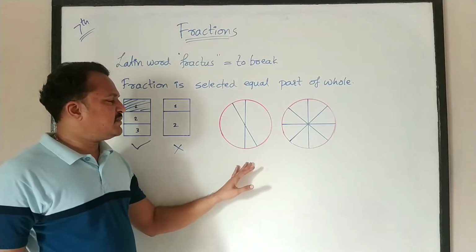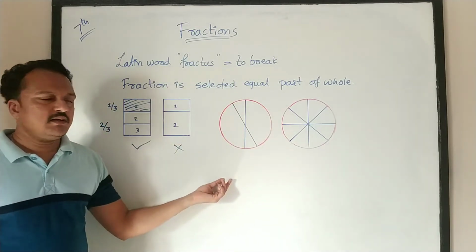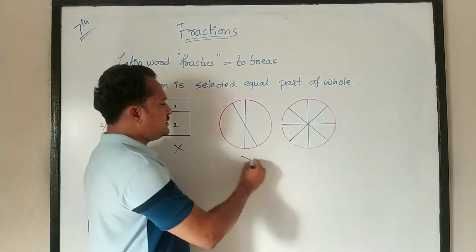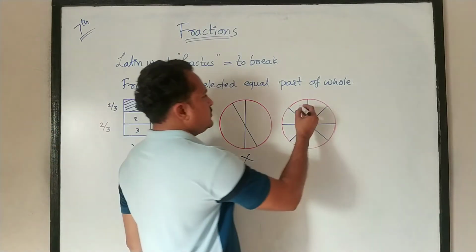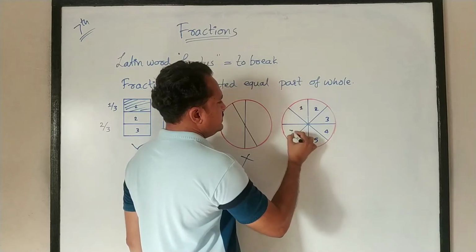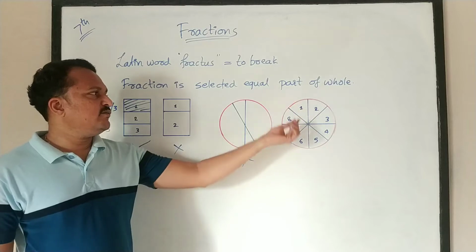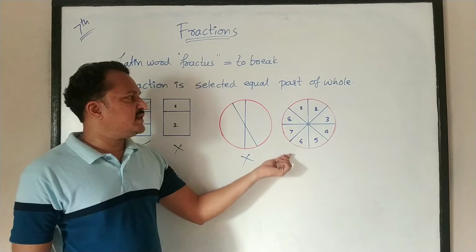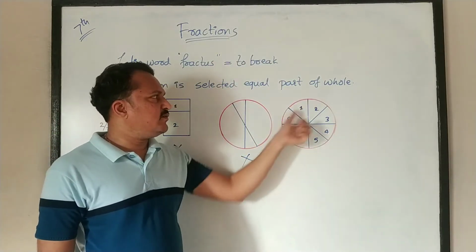So consider this example here. Here we have made 1, 2, 3, 4 parts within one circle, but all of these parts are not equal. So this is not a fraction. So here, 1, 2, 3, 4, 5, 6, 7 and 8. Totally 8 parts we have made within one circle. If we make the 8 equal parts, then these are going to represent fractions. So each and every fraction we are going to select here.